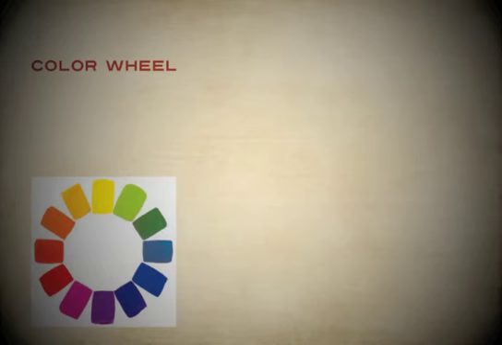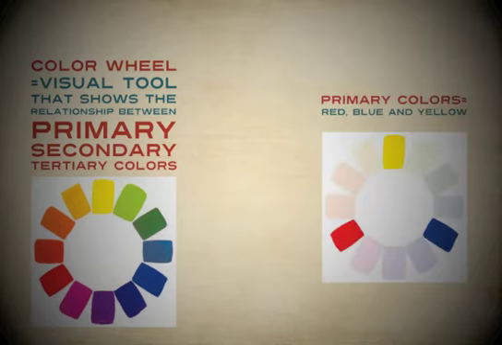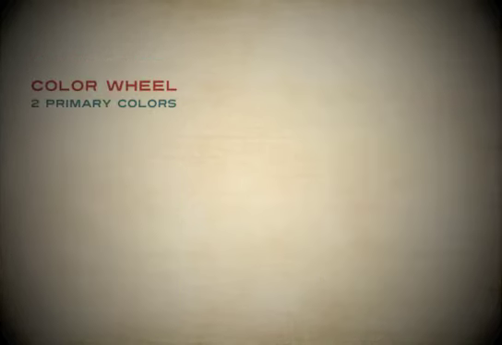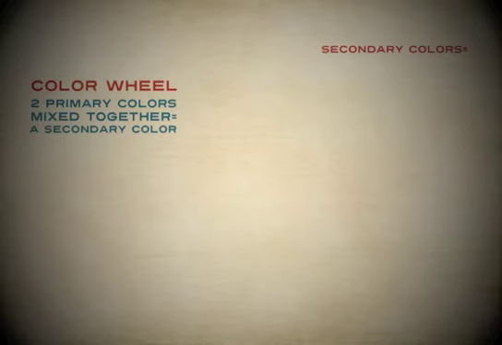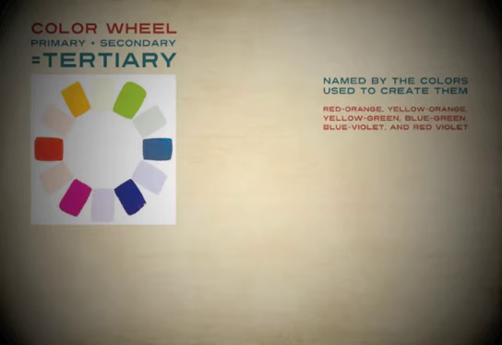We can determine many results of mixing colors by looking at a color wheel. We know that primary colors are red, yellow, and blue. When 2 primary colors are mixed together, they create a secondary color. Secondary colors are orange, green, and violet. When a primary color and secondary color are mixed together, a tertiary color is created. Tertiary colors are easy to remember because they are named by the 2 colors that are used to create them: red-orange, yellow-orange, yellow-green, blue-green, blue-violet, and red-violet. Notice that the primary color is named first in the name of the tertiary color.